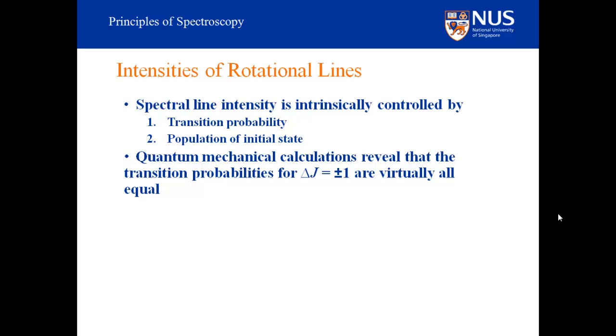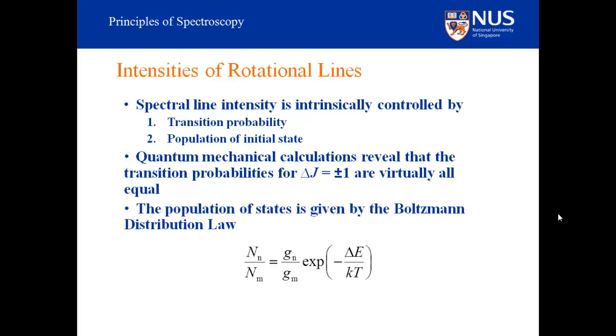If we actually do the quantum mechanics and calculate the transition probability for a rotational system, that transition probability is pretty much the same for all transitions. You would not notice any effect unless you were doing some really high quality spectroscopy. So we can largely ignore the quantum mechanical effect here of changing transition probability. However, the population of the states changes dramatically.